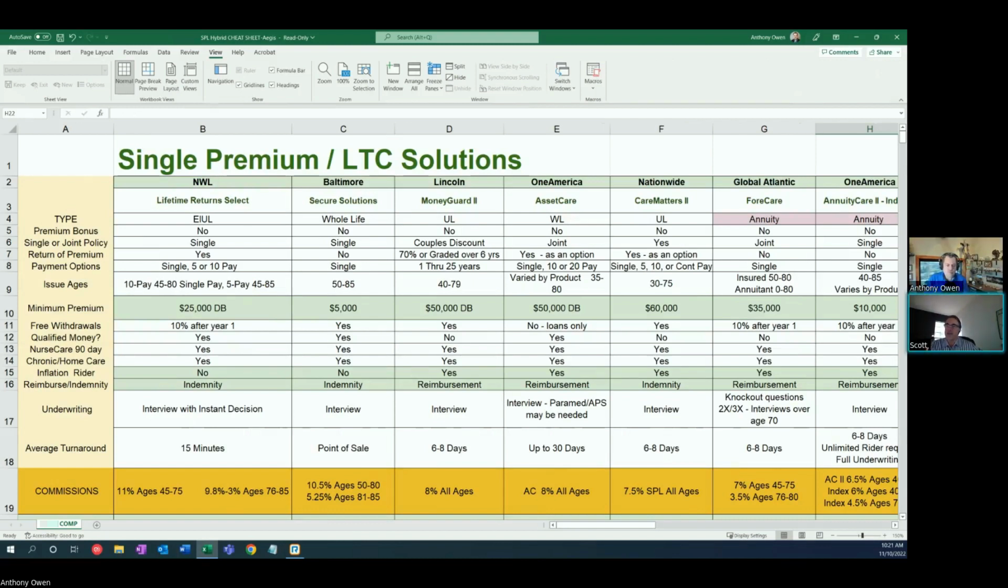The neat thing about this too, as you mentioned real fast, is it's an instant decision product. Hey, Mr. Client, does this interest you? Do you want this menu of benefits? Do you want instant access or all your money back anytime you want? Great. Let's see if you qualify. It's a 15-minute interview. And at the end of that interview, we know whether he or she qualifies.